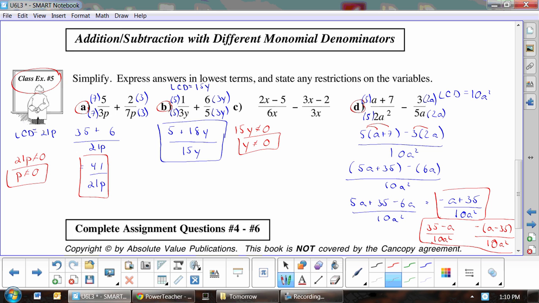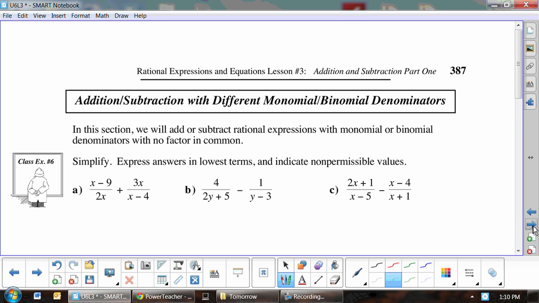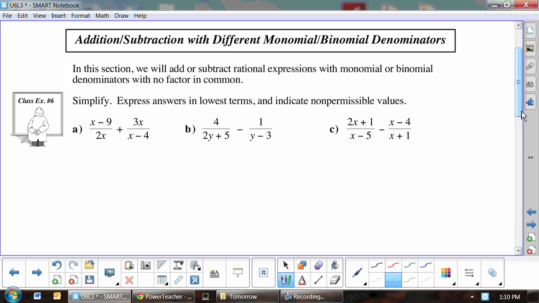And it's important that you know how to get these 3 different ways, because on a multiple choice, for example, they might have it written any of these 3 ways, and you have to be able to recognize that that's the same as what you have written. Okay? But we also need our non-permissibles. So we can go 10a squared, and then we get, yeah, a is not equal to 0. Okay, so in these examples coming up next.